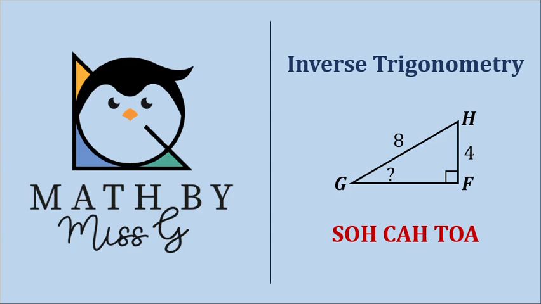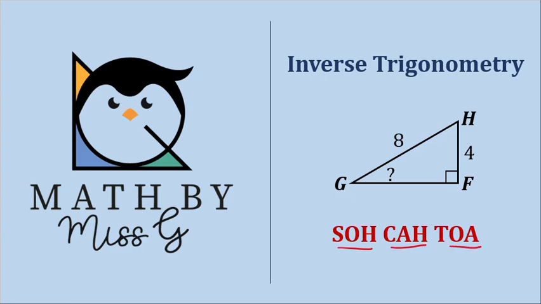One of the most beneficial things we can use for trigonometry is SOHCAHTOA because it tells us your formulas. Sine is going to be opposite over hypotenuse, cosine is going to be adjacent over hypotenuse, and tangent is going to be opposite over adjacent.